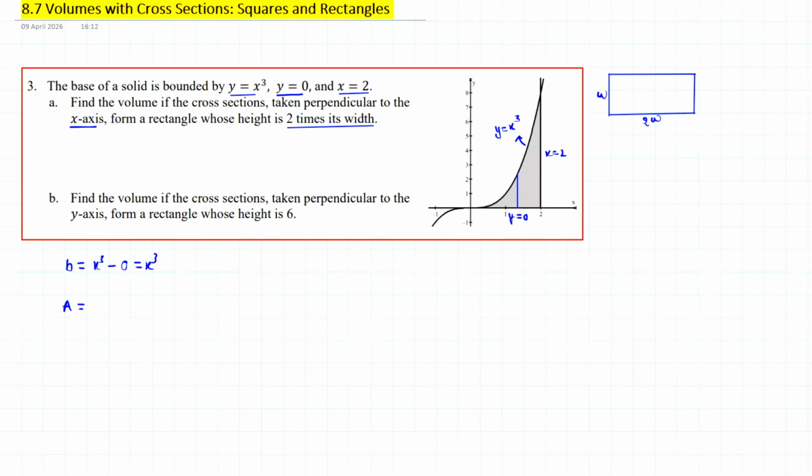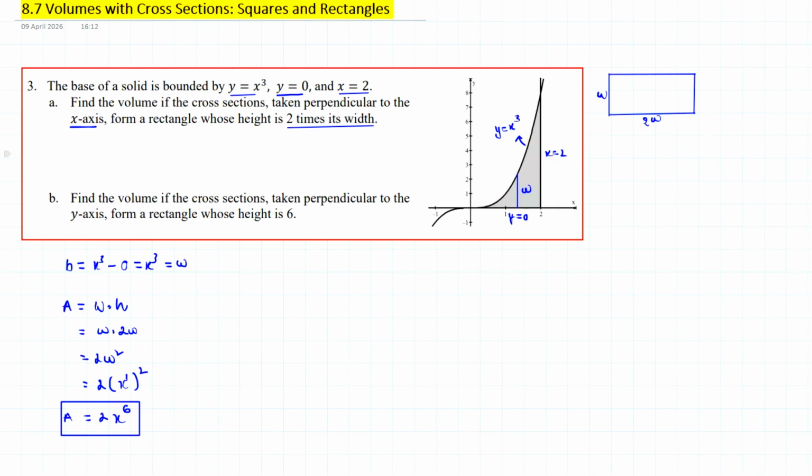The area of this rectangle is the width times the height. The width is w and the height is 2w, so the cross sectional area is 2w squared. But w is the base, which is x cubed. So 2 times x cubed, whole squared, is 2x to the power 6. This is the cross sectional area.